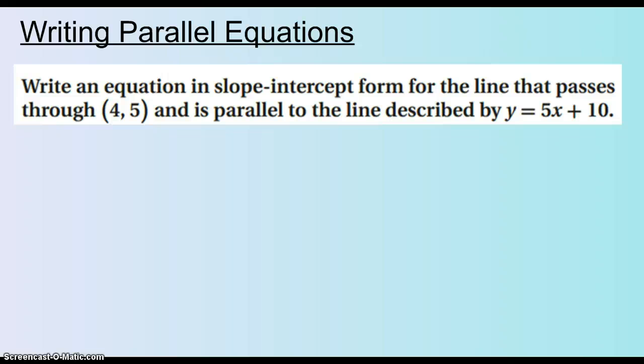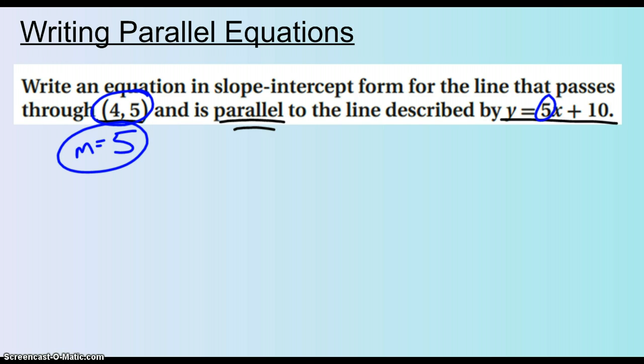And lastly, last example here, this is going to look like something we've done with point slope form. That's why point slope form is important. They want us to write an equation in slope-intercept form for the line that passes through this point and is parallel to this line right here. Okay, so if we're going to be parallel to this line, we need a slope of 5. Right? Because parallel lines have the same slope. Well, now we have a point that's going to be on our line, and we know what the slope has to be. Sounds a lot like point slope form. So if we can plug something into point slope form, we're solid here.